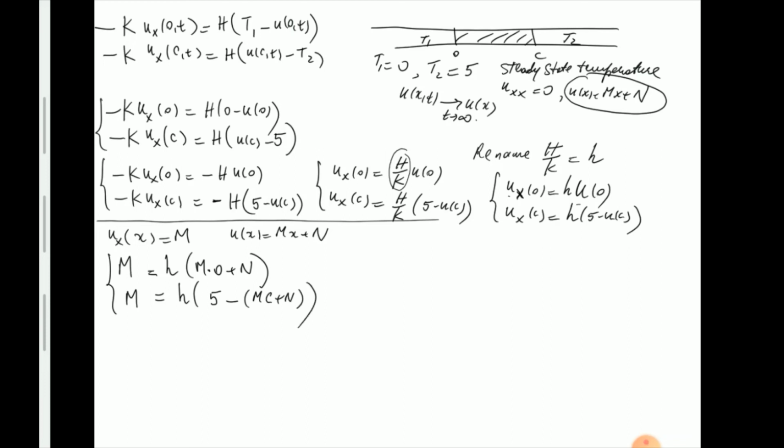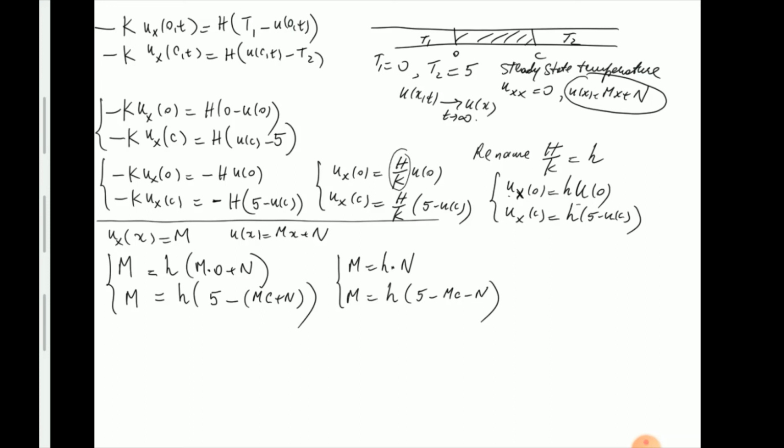You subtract that. Make sure you put the parentheses so that you don't mess up the signs. So the goal is to find big M and N. So M is h times N, and here M is h times 5 minus mc minus N.